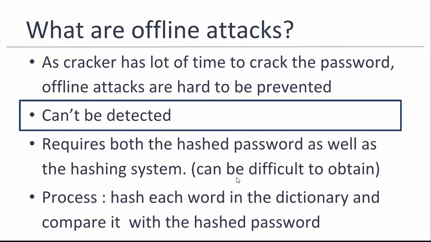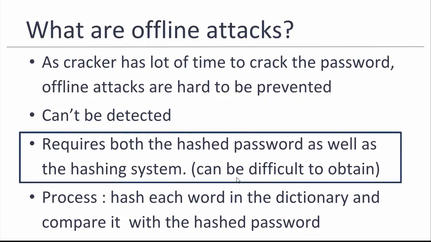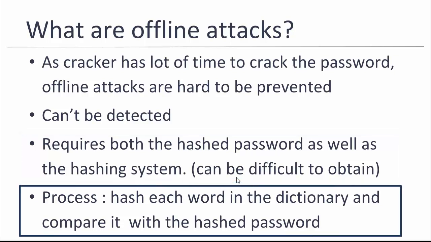To perform an offline attack, one requires both the hashed passwords as well as the hashing system. It can be difficult to obtain. Sometimes a hashing system is hard to discover. In this process, each word in the dictionary is hashed, then it is compared with the hashed password.